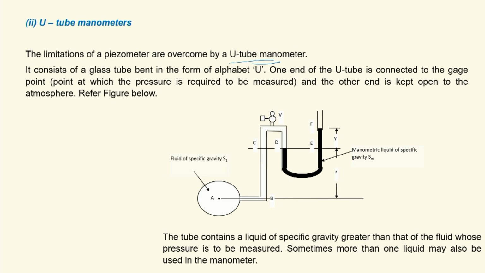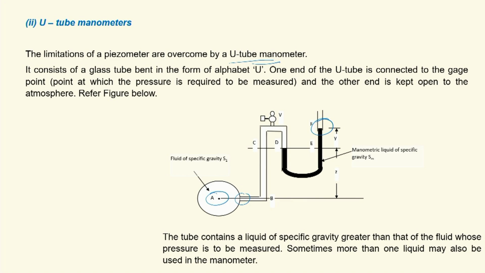So, one end of the U-tube, say this is one end of the U-tube, is connected to the gauge point. A is the gauge point here, at which the pressure is required to be measured. The other end, this is the other end, is kept open to atmosphere. The tube contains a liquid of specific gravity greater than that of the fluid whose pressure is to be measured.